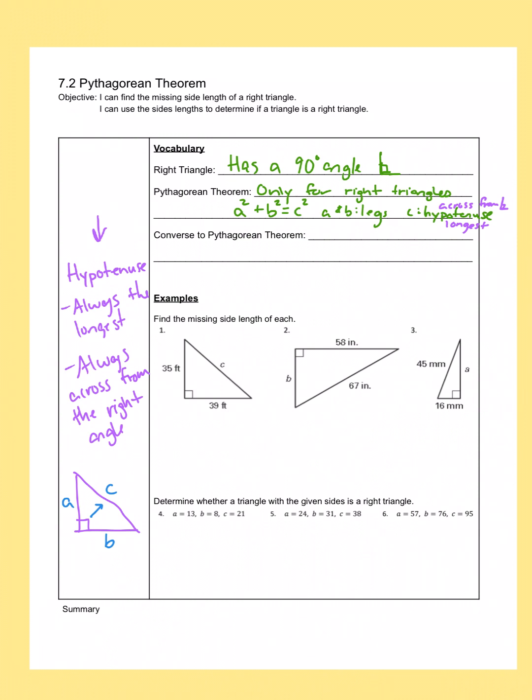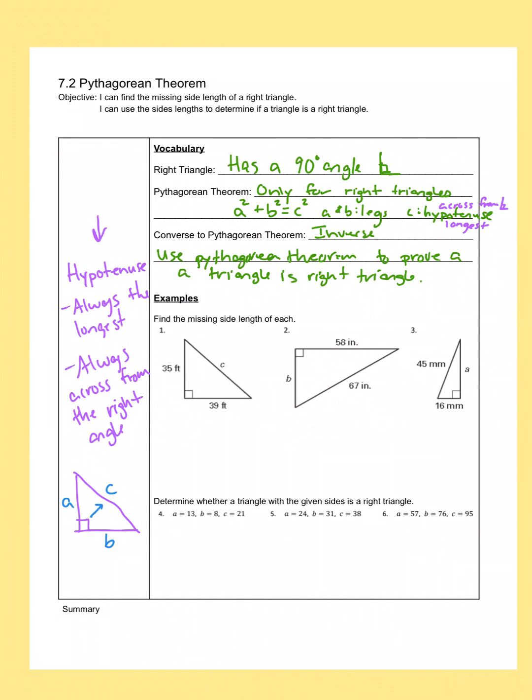And then with the converse to the Pythagorean theorem, kind of like doing the Pythagorean theorem backwards, is the inverse of it. And for this, we're going to use the Pythagorean theorem to prove a triangle is right. Because if Pythagorean theorem works, then we know it has to be a right triangle.